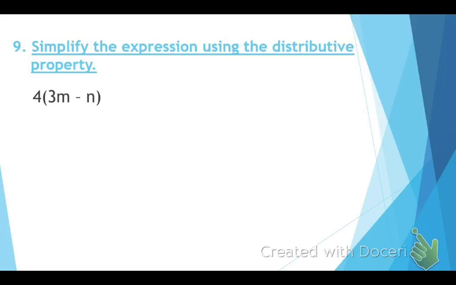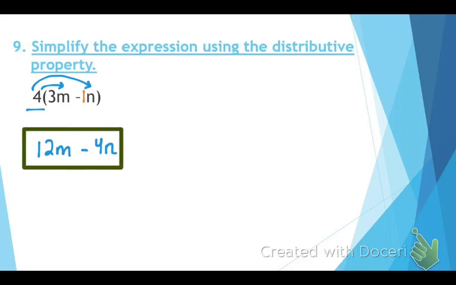This has asked us to simplify the expression using distributive property. How do you show work on distributive property? Okay, the number that's on the outside has to be multiplied by everything on the inside. What is 4 times 3? 12m. Now, if you remember, there is an understood 1 right here. So what is 4 times negative 1n? Negative 4n. A lot of people forget to put the variable on that n.